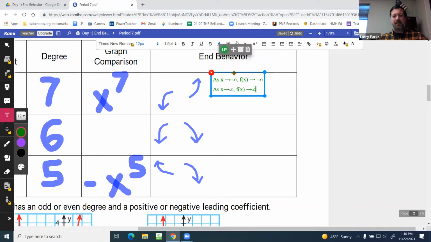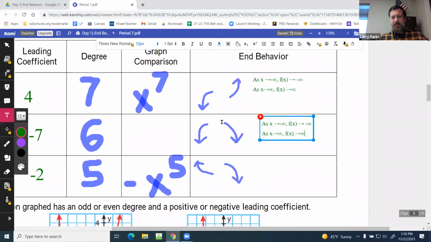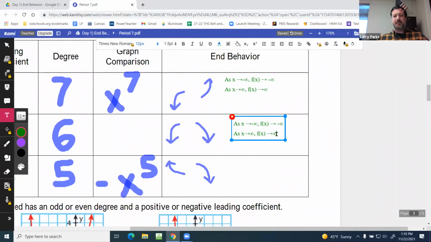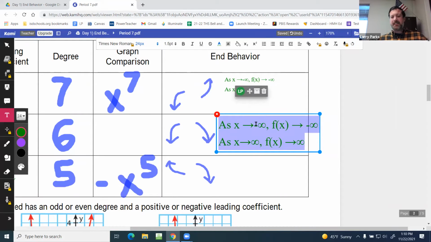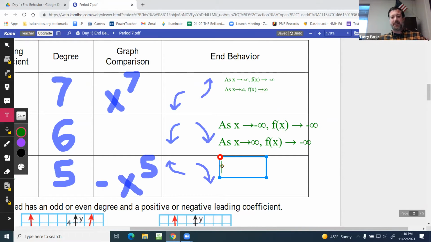I'm going to copy this and paste it. I might even make that a little larger, where we can actually read it. Now this isn't true. On the left, it goes down. That part's true. But on the right, the function also goes down, so I need a negative sign in front of there. This is called end behavior. Next.